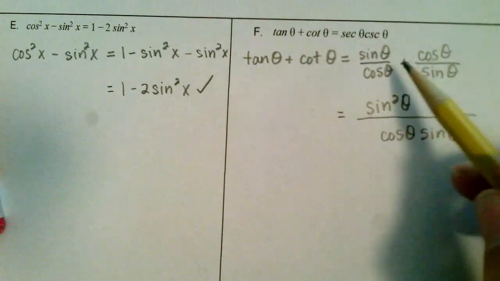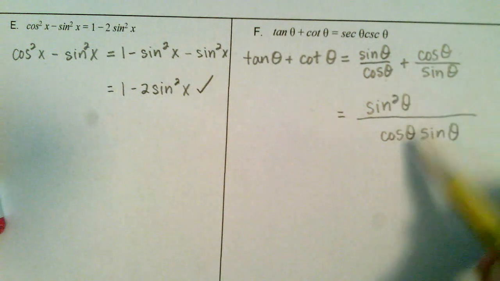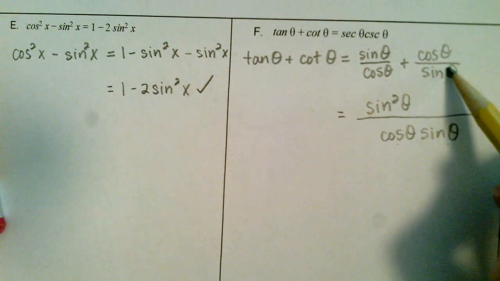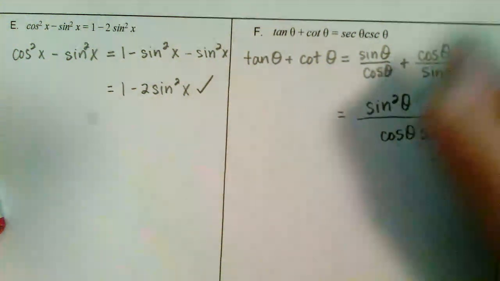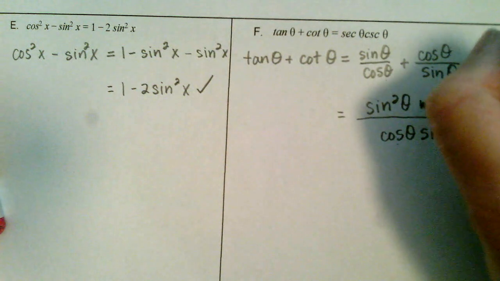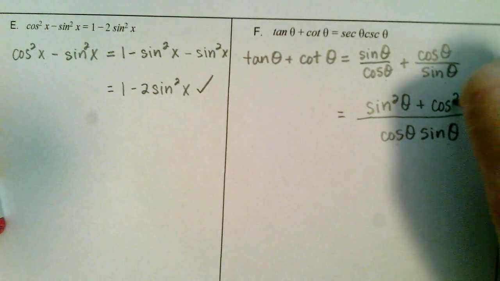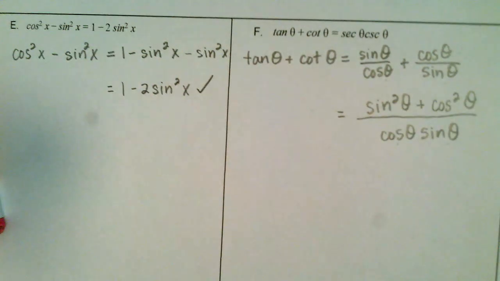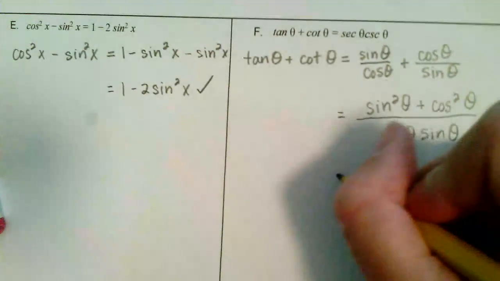Over here, to get cosine theta, sine theta, I need to multiply the top and the bottom both by cosine theta. So this becomes plus cosine squared theta. If that wasn't clear to you, please come for extra help. This has to do with adding fractions. We can go over it a bit.